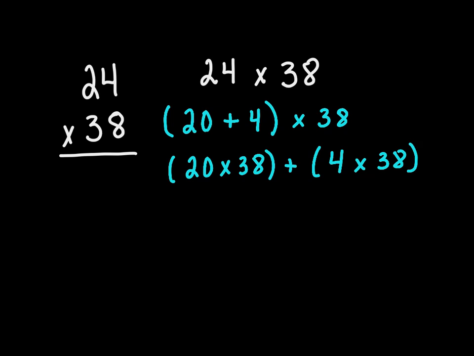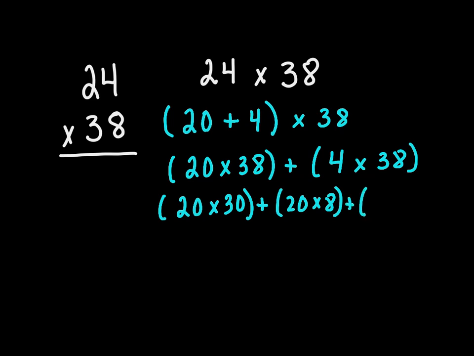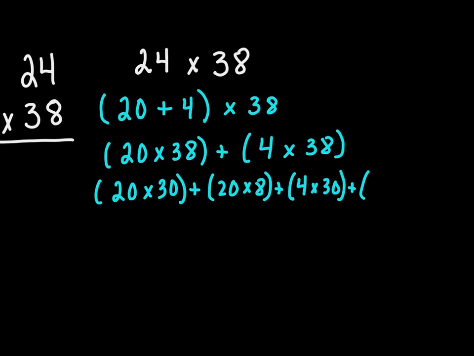And now I'm going to break up the 38 and distribute each one of those to the 20 and the 4. So next step, we've got 20 times 30 plus 20, distribute to the 8, times the 8, plus, now you have to break up that 38 with the 4. Distribute the 4 to it. 4 times 30 plus 4 times 8. Now we're setting ourselves up perfectly for the partial products.